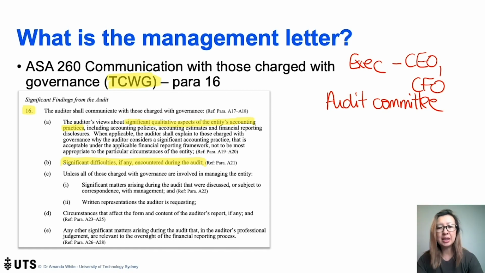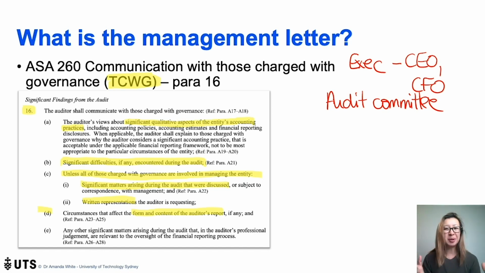Now, part C says, unless those charged with governance are involved in managing the entity, so typically you might have somebody, we might also be presenting to the CFO, but audit committee as well. What significant audit matters did arise during our process? Again, those significant difficulties, any significant adjustments that we needed to make, and we've already talked about written representations in ASA 580.